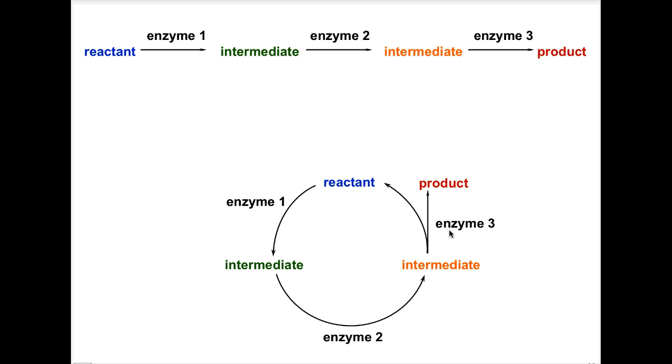Now when enzyme 3 catalyzes that intermediate, some of the product returns to become the initial reactant, and other product formed actually becomes the product and is used in some other cellular process. Notice the major difference between the top and the bottom of this slide is the top is a linear pathway, whereas the bottom is a cyclic pathway. We're regenerating our starting compound in the cyclic pathway, but not in the linear pathway.